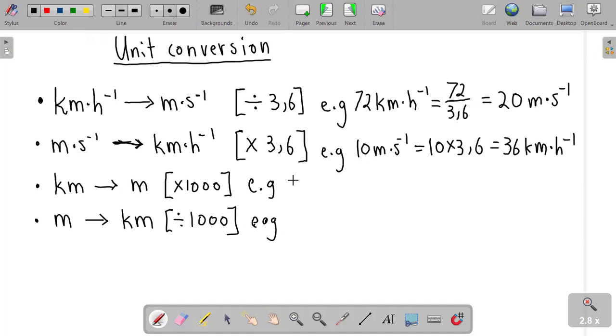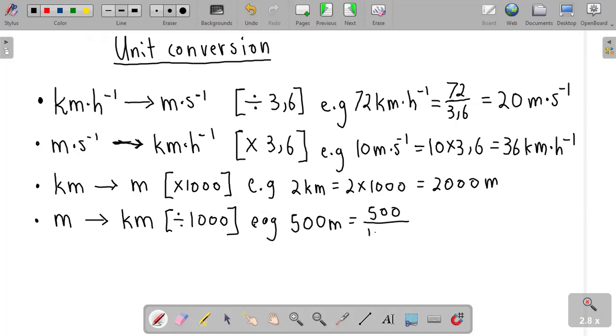For example, say we have 2 kilometers. 2 kilometers will be equal to 2 multiplied by 1,000, which is 2,000 meters. If you multiply by 1,000, it changes into meters. Meters to kilometers: say, for example, we have 500 meters, and we want to change that into kilometers. We divide, so it's going to be 500 divided by 1,000, which gives you 0.5 kilometers.